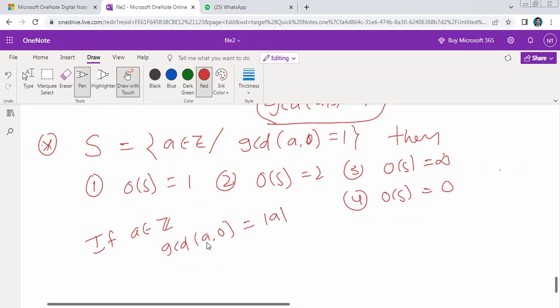You will see GCD of 10 comma 0 is 10. GCD of minus 10 comma 0 is also 10. I already gave this formula: GCD of a comma 0 is equal to mod a. So here GCD of a comma 0 is given as 1. 1 is equal to mod a. Therefore, this a value is equal to plus or minus 1.